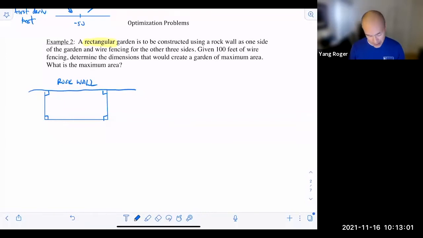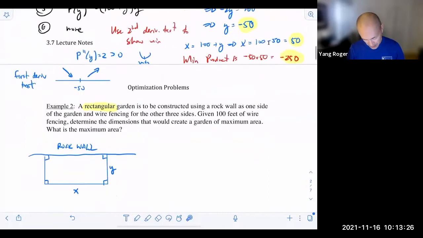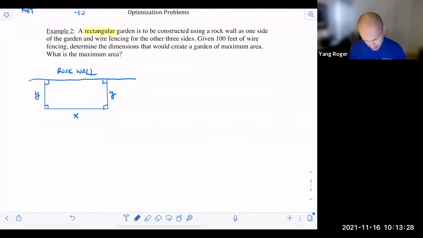What I want to do next is introduce some variables. Now, I feel like I don't need to worry about the rock wall side because there's no fencing here. So really, I only have 3 sides I need to worry about. I'm going to call this horizontal piece X. I'm going to call this vertical piece Y. And by virtue of the fact that we have a rectangle, this side should also be Y. So our picture looks like this.